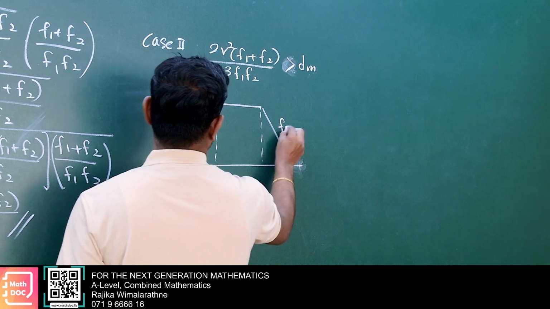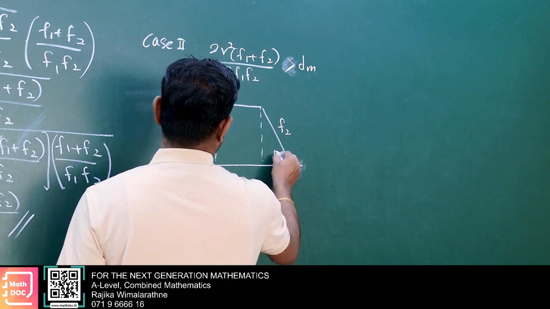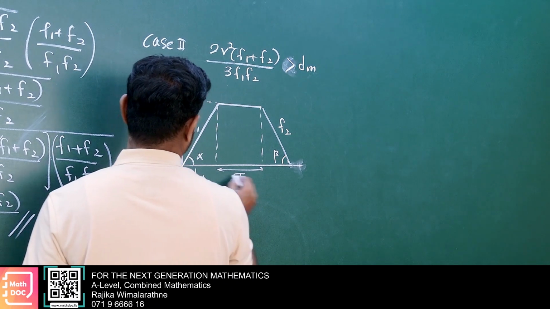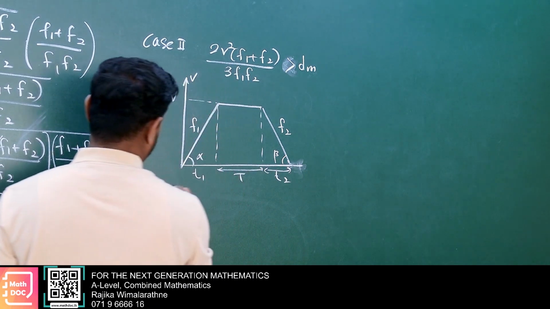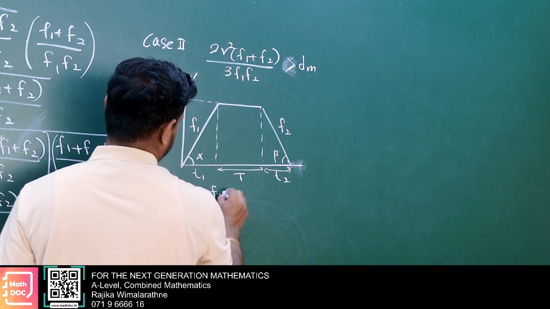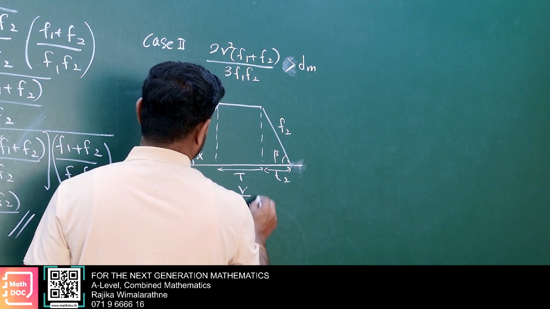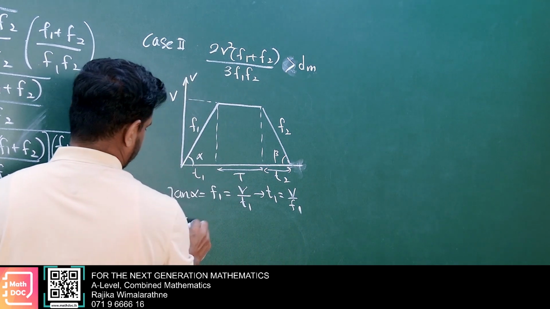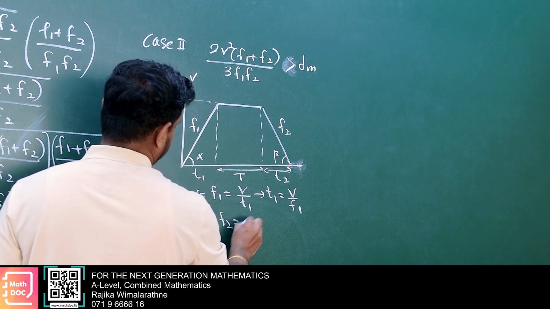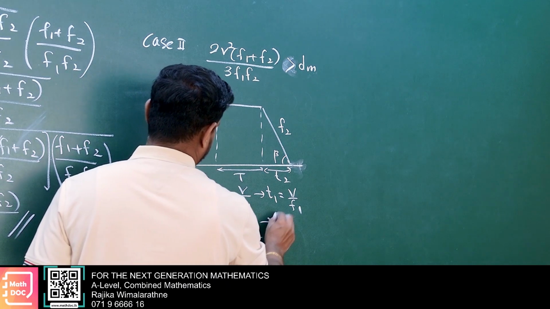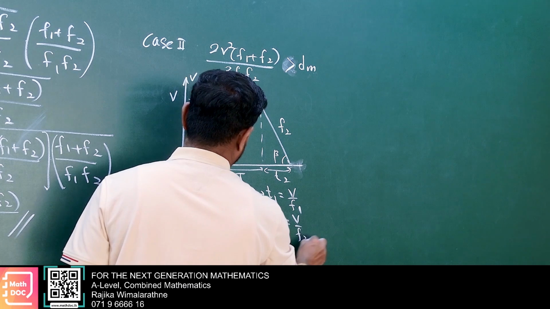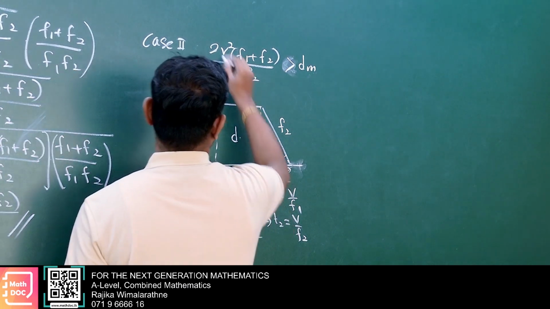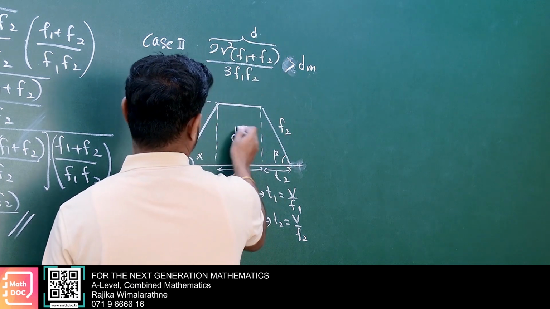Then here f1, f2, alpha, beta. Take capital T, here T1, T2. Tan alpha is f1, which is v over T1, then T1 equals v over f1. Tan beta is f2, which is v over T2, then T2 equals v over f2. Then f1, f2 given, v given. Now displacement d, take this one d, d is given.